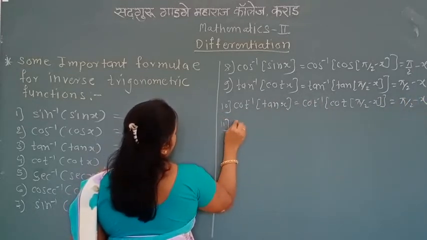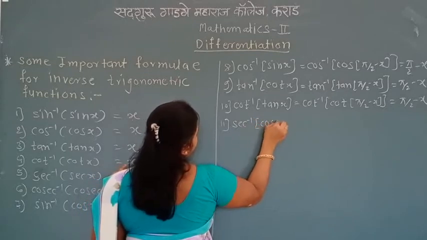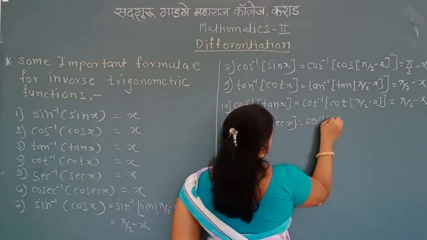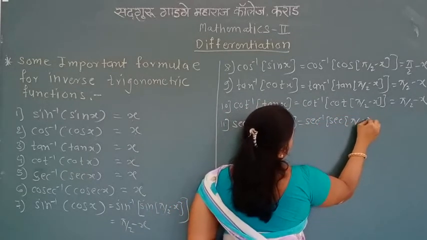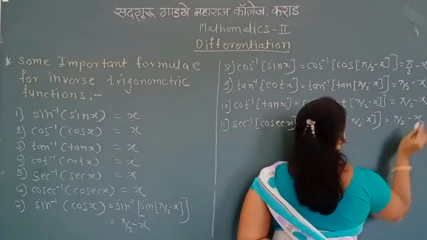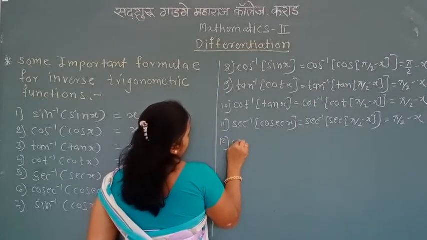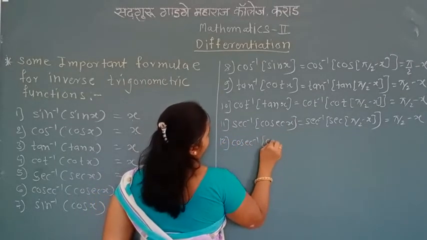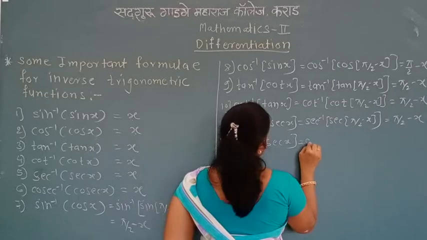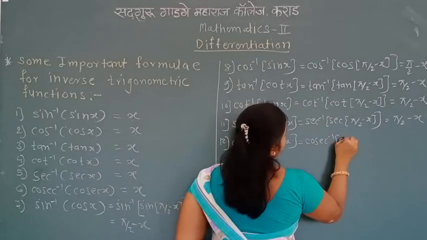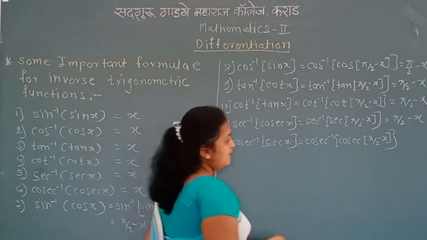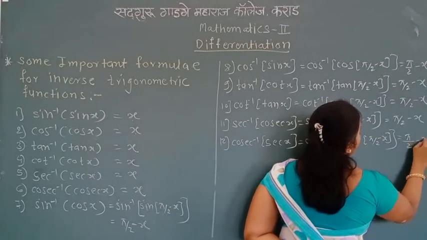Now 11, sec inverse of cos x. Again we can write sec inverse of sec of pi by 2 minus x. Again we use the identity formula, so pi by 2 minus x. Next 12, cosec inverse of sec x. This sec we can write in cosec term. So cosec inverse of cosec of pi by 2 minus x. Again we use the identity formula. We get pi by 2 minus x.